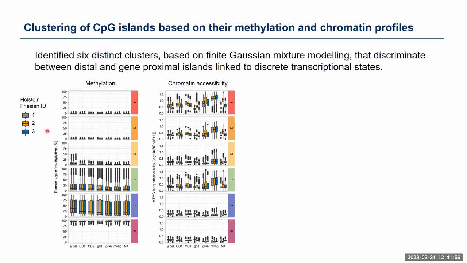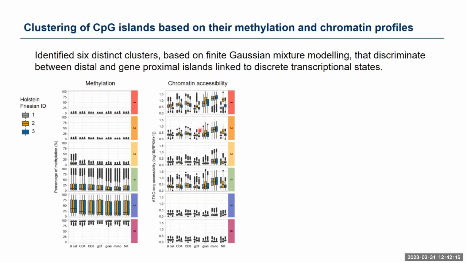So this first one is showing the percentage methylation of the CpG islands within each cluster. And each of the different bars is representing a different Holstein Friesian, and then they're separated by cell type. And then the next plot is showing the chromatin accessibility of those CpG islands.